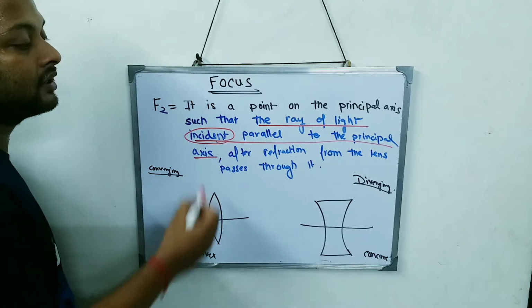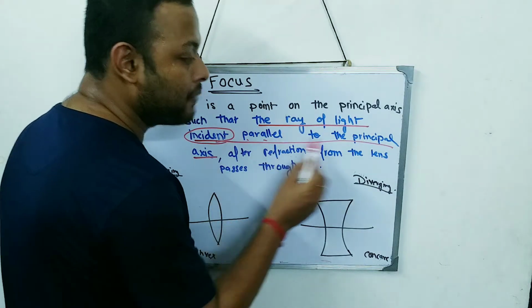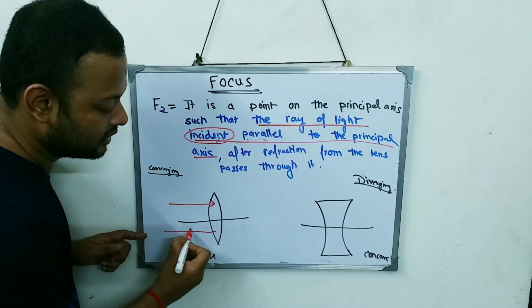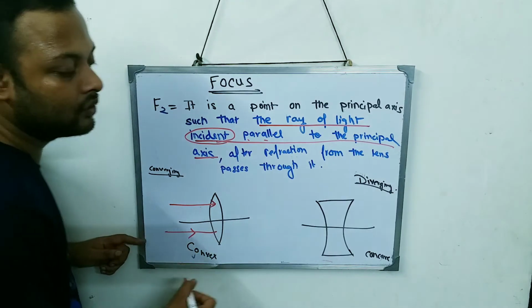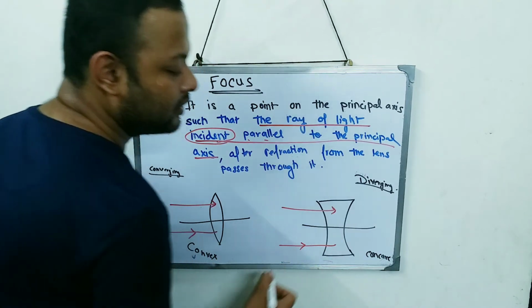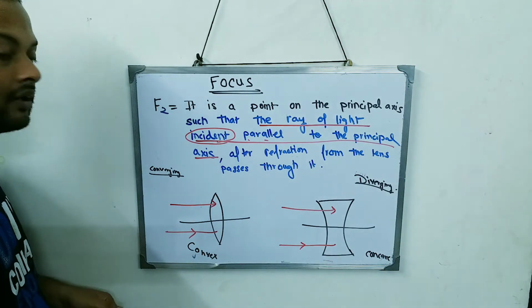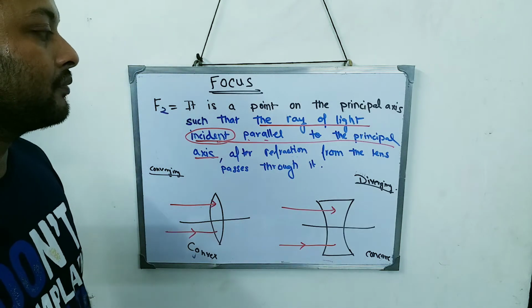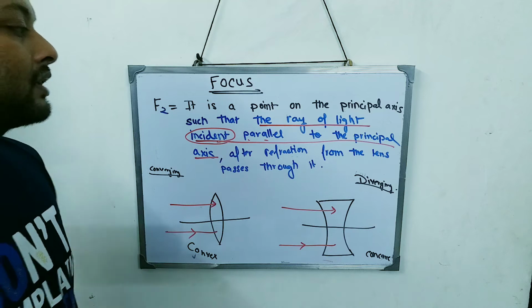Now, how are the incident rays? The rays are parallel to the principal axis. This is the incident ray, and this is the incident ray. You can see they are parallel to the principal axis. So these two rays are parallel to the principal axis, and after refraction pass through the lens.